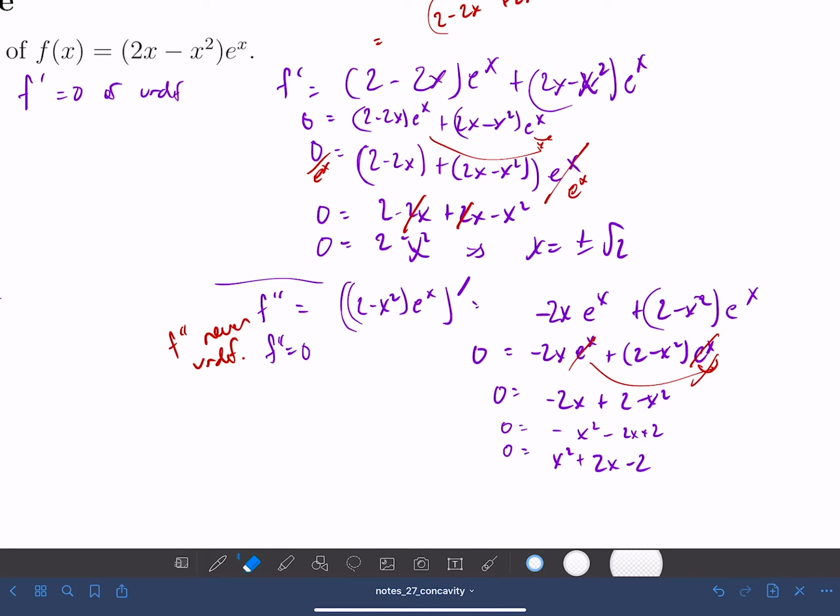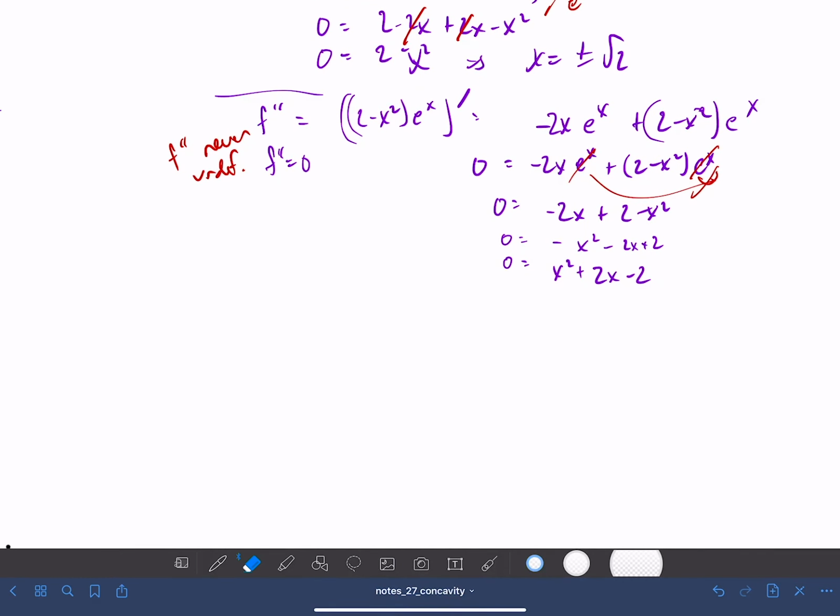It's gonna be okay. All right, fine. We'll use the quadratic formula. So x is equal to, let's see, quadratic formula, minus 2 plus or minus the square root of 4 minus 4 times 1 times minus 2, all over 2. That is a minus 2 inside of there.